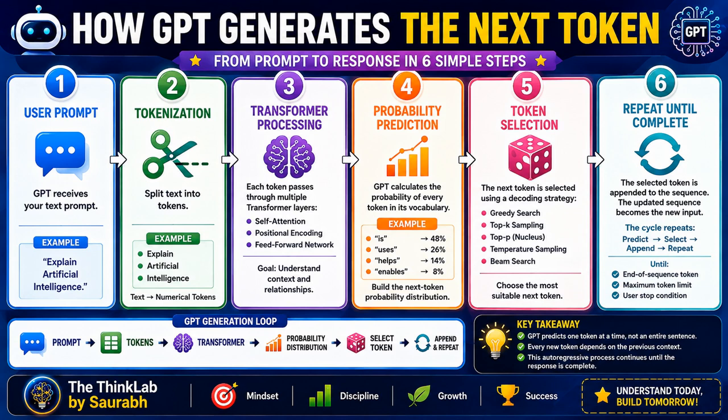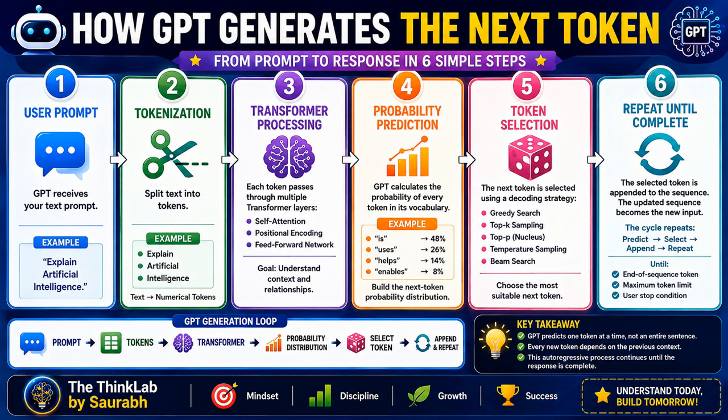The third is top-p sampling, also called nucleus sampling. Instead of a fixed number, it chooses from the smallest group of tokens whose total probability reaches a threshold such as 90%. Another method is temperature sampling. Temperature controls the randomness. A low temperature produces focused and predictable responses. A high temperature produces more creative responses.